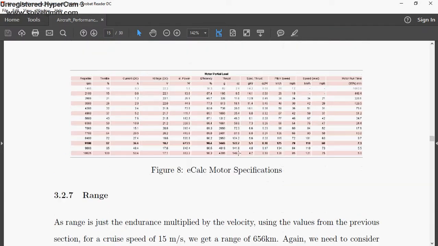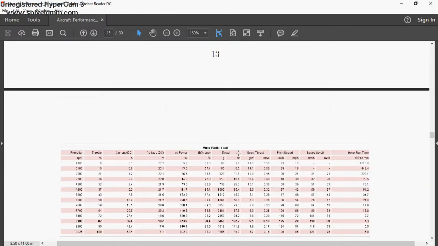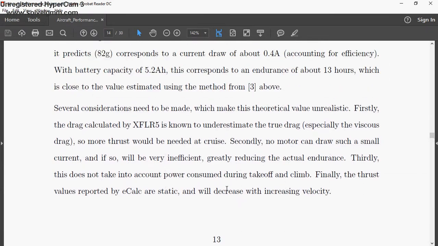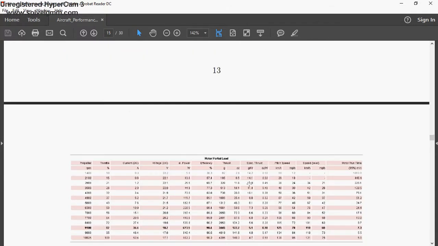However, we have to take into account the fact that this excludes takeoff and landing, which will require more power. Also, any real motor will not be able to run at 0.4 amps. It will draw much more current and lead to inefficiencies.